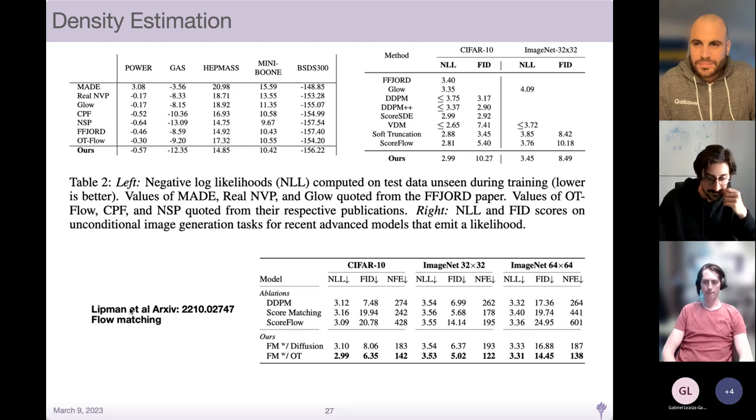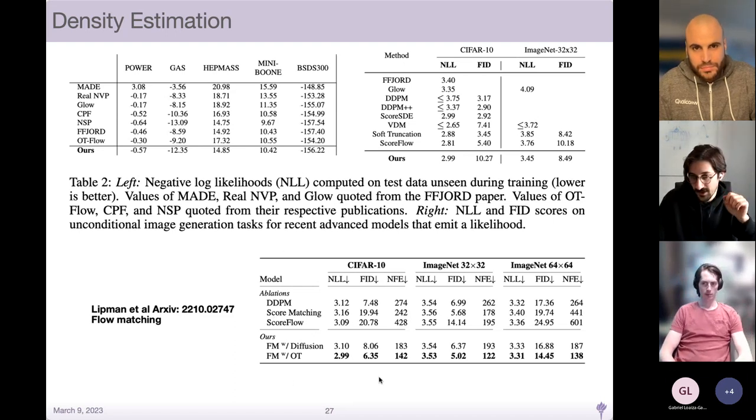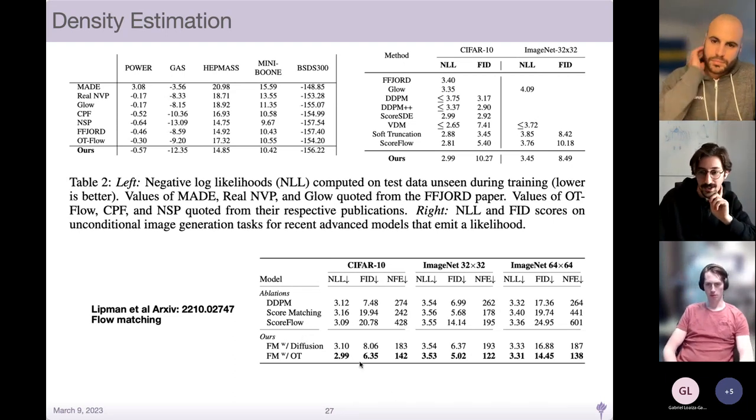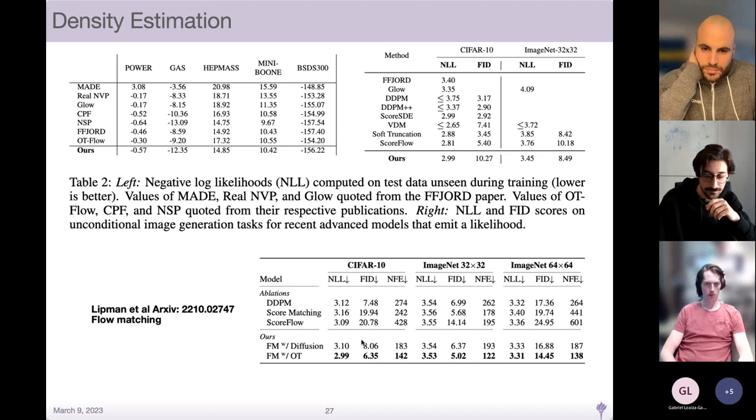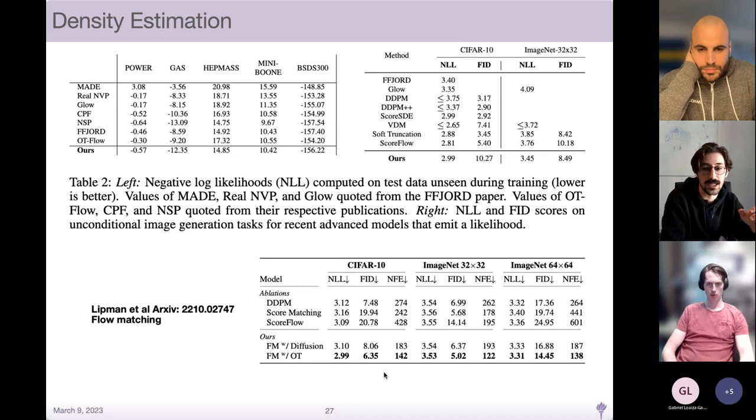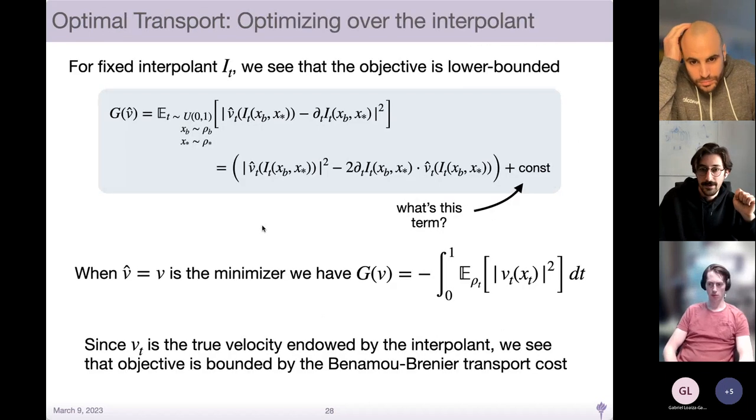But thankfully, there was some coincident work by Yaron Lipman and Ricky Chen and co that they call flow matching, which is introducing the same paradigm. And they did a more robust comparison here to score-based diffusion to show they actually can get lower FID scores and better likelihood estimates on fewer function evaluations because we can work with this ODE picture nicely here. So I encourage you to check out their work as well.